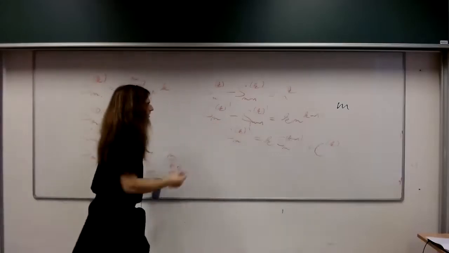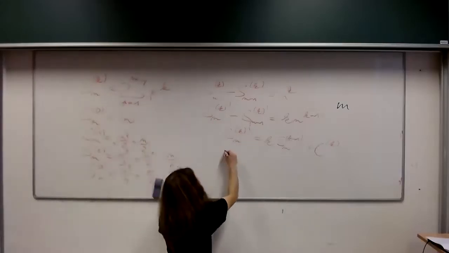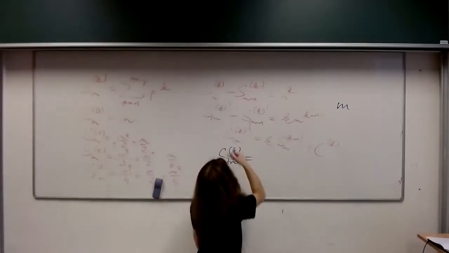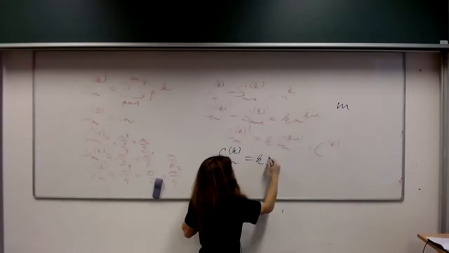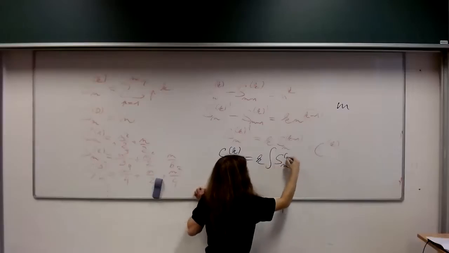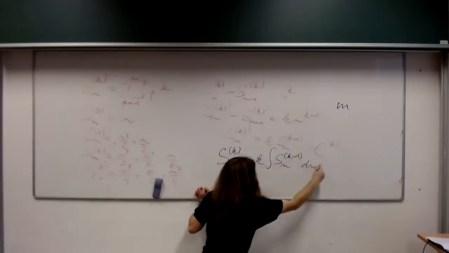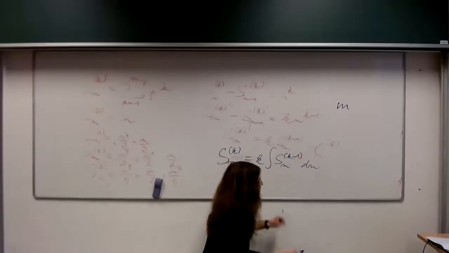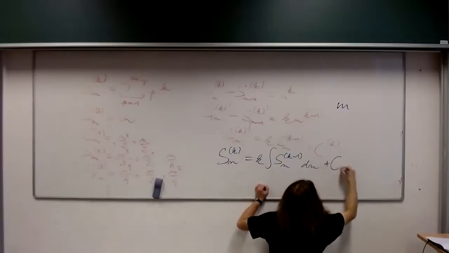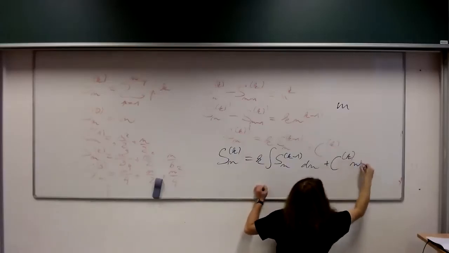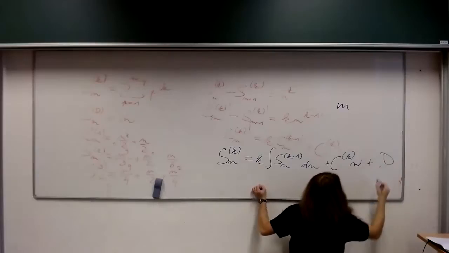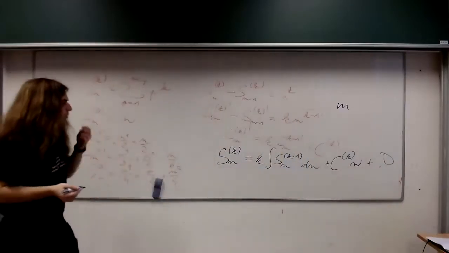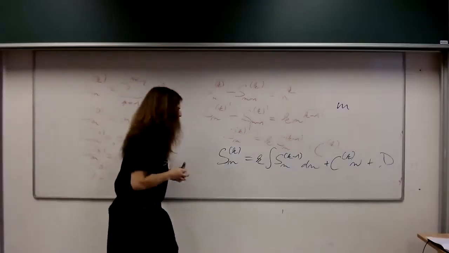So here we can just integrate and get that this Sn with powers of k is k times the integral of the previous one with respect to n. Then we integrate this constant with respect to n, so we get the constant times n, and then we get an integration constant. We call that d.